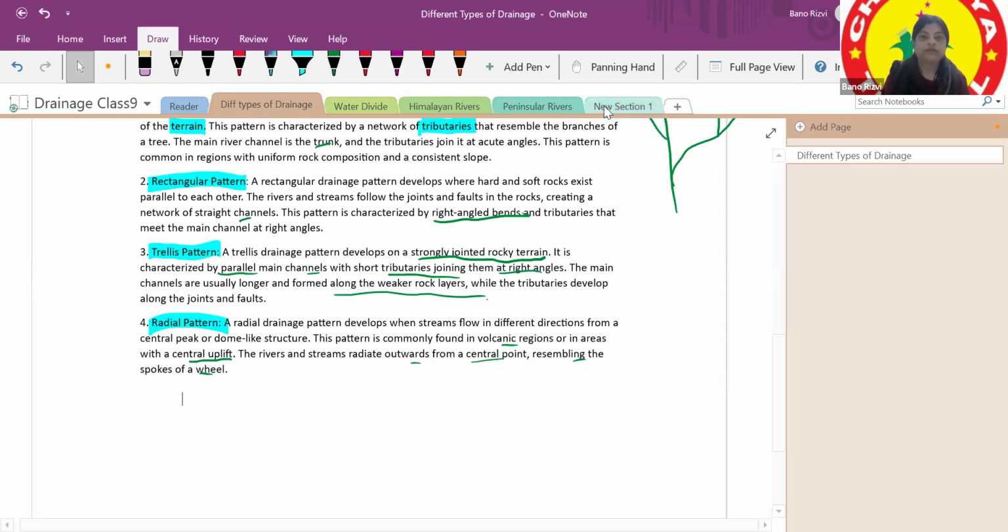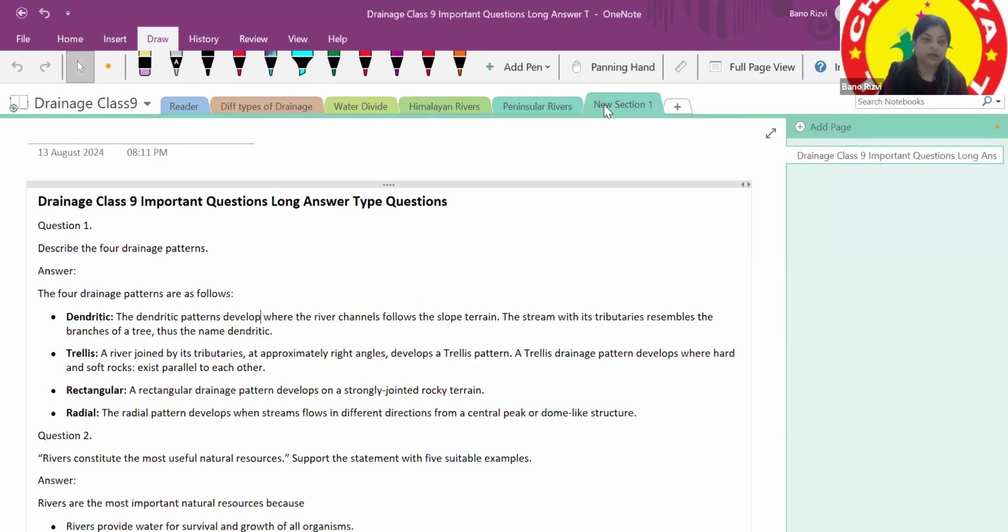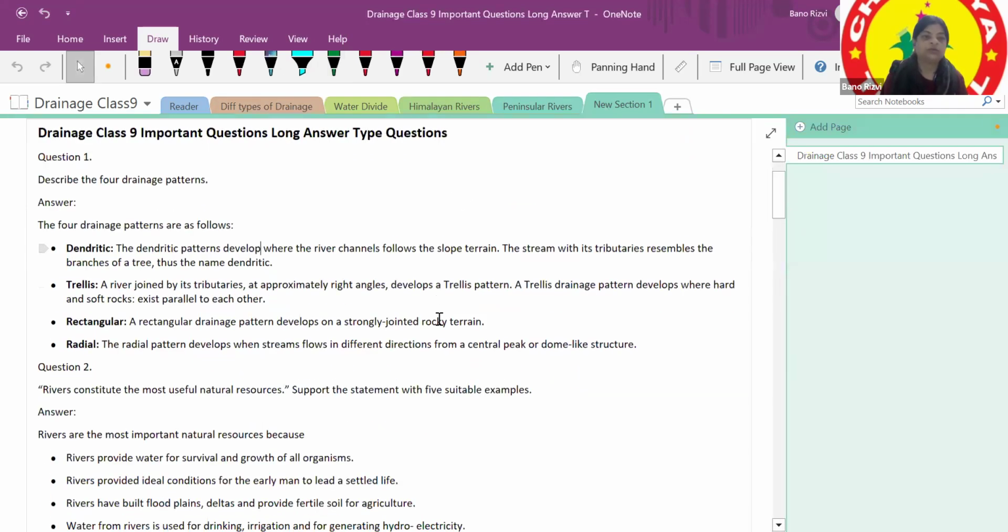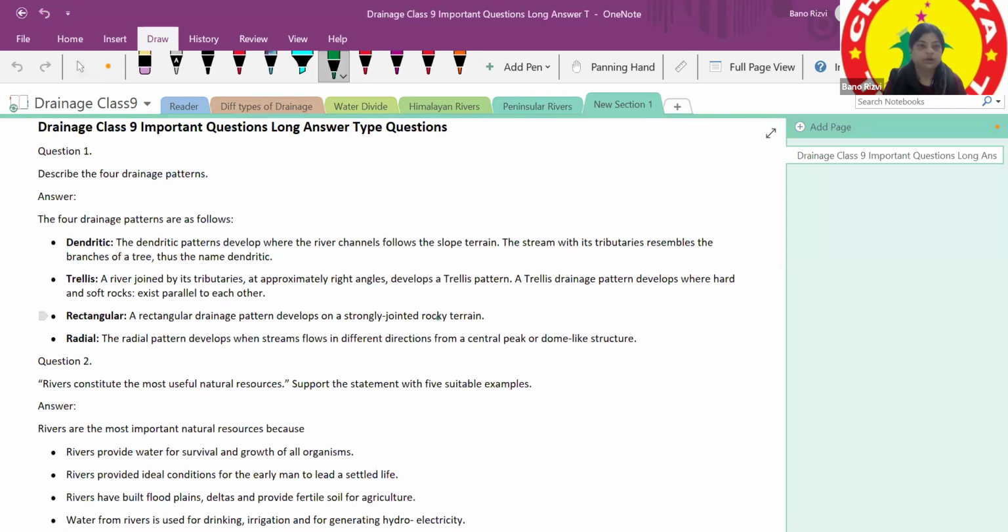Okay, you will also get long answer type questions. You will get a question that often comes: describe the four drainage patterns. Okay, do all of you understand the four drainage patterns?